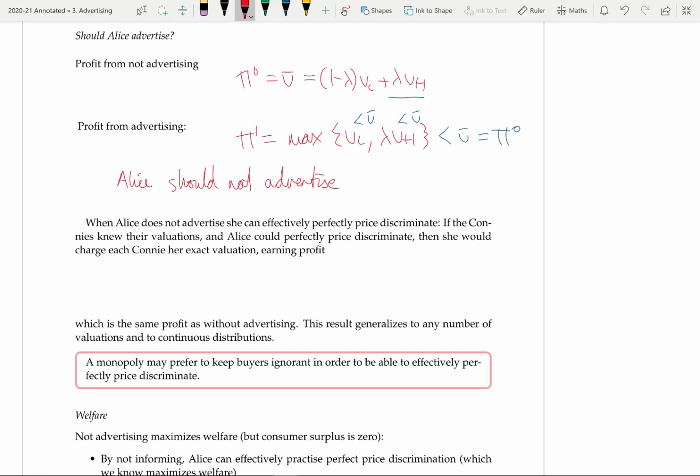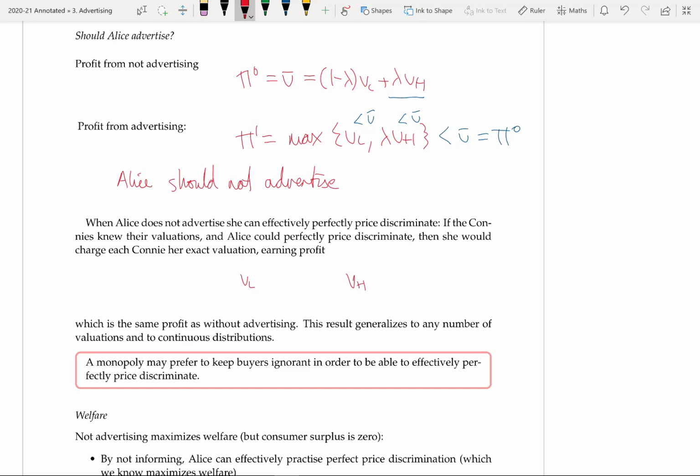So what's the idea? Well, when Alice does not advertise, she can effectively perfectly price discriminate. So let's think about a hypothetical case where once she's advertised, she's able to perfectly price discriminate. What profit would she get? Well, she would sell the cake at VL to those that are willing to pay VL, and she would sell the cake at VH to those who are willing to pay VH.